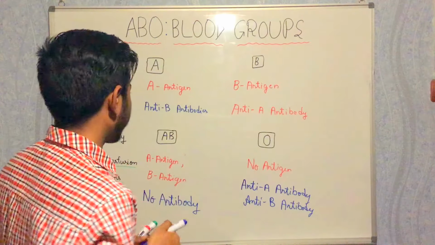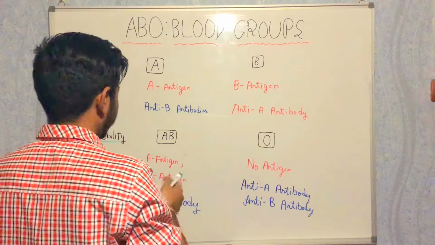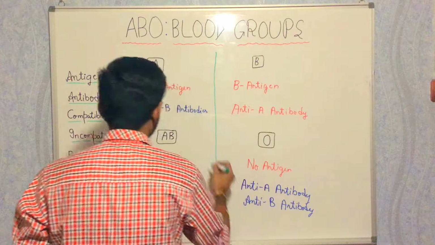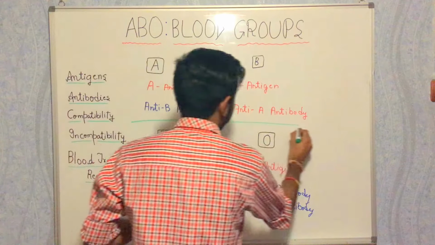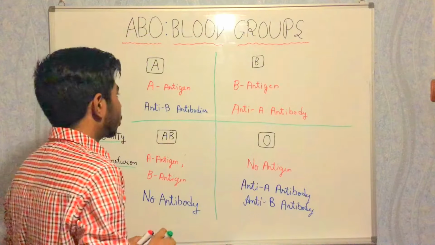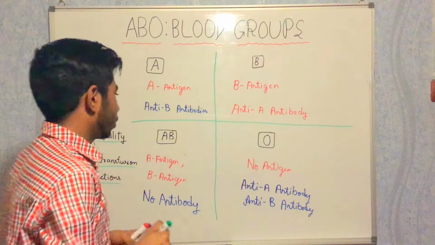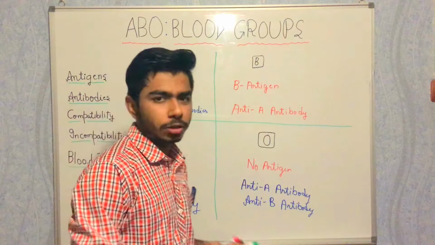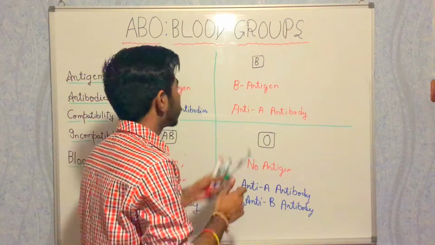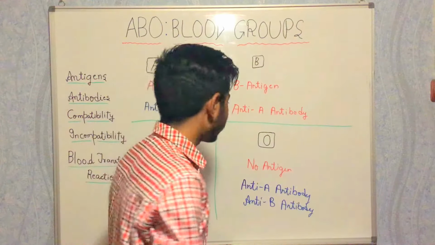These were the basic classifications of the blood groups, that is, what kind of antigens and antibodies they have. Now let's go into some details of these blood groups and learn more about the antigens and antibodies.